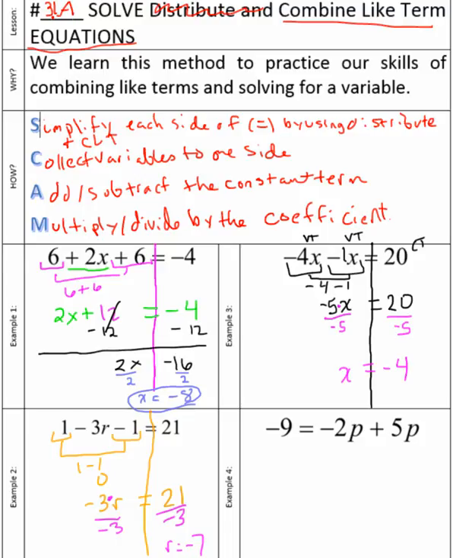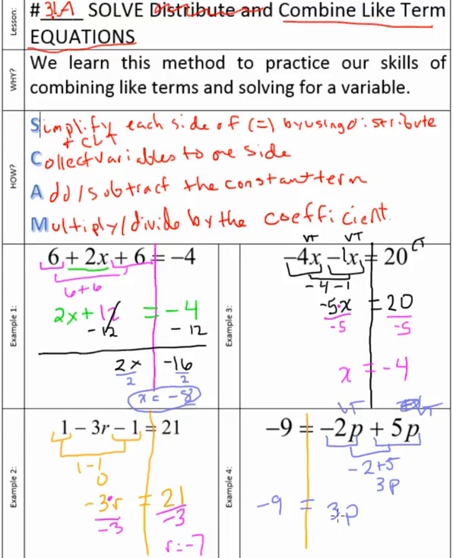All right, our last example is this one. Okay, -2p plus 5p equals -9. All right, so we are going to draw our line down the middle. There it is. We're going to look. This side is already simplified. There's nothing else to do over here. Over here, I have two variable terms, and they have the same variable. So that means they are like terms. So we're going to operate with -2 plus 5. So -2 plus 5 is 3p. So we get 3p equals -9.